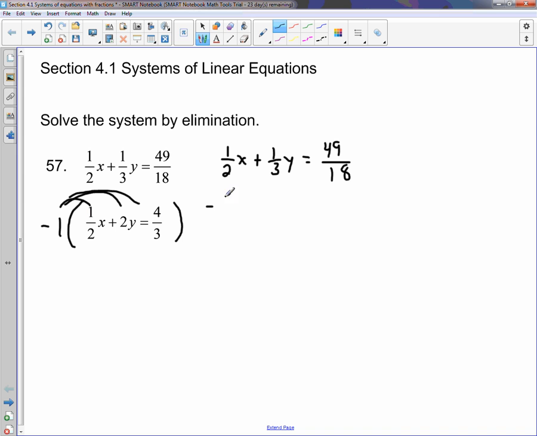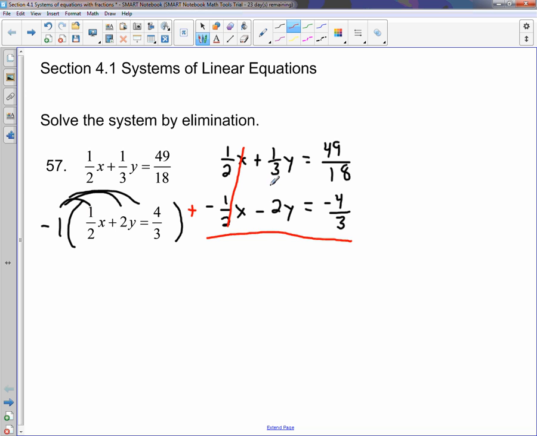So I'm going to get a -1/2 x minus 2y equals -4/3. Okay, so this is the part where I think we're running into some issues. We're going to go ahead and add these, which the 1/2 and the -1/2 are going to cancel out.